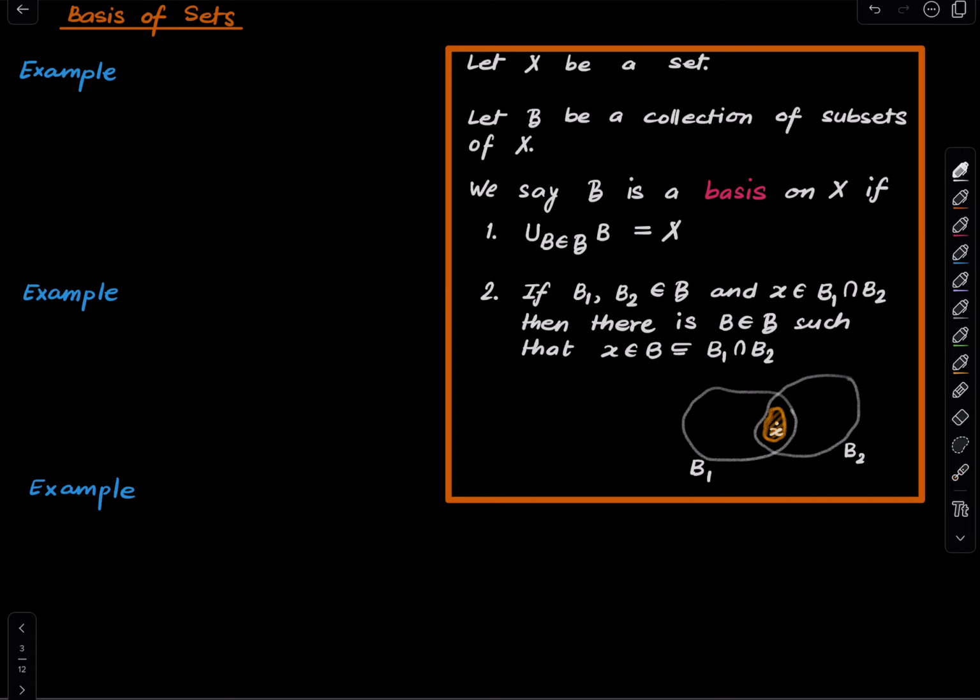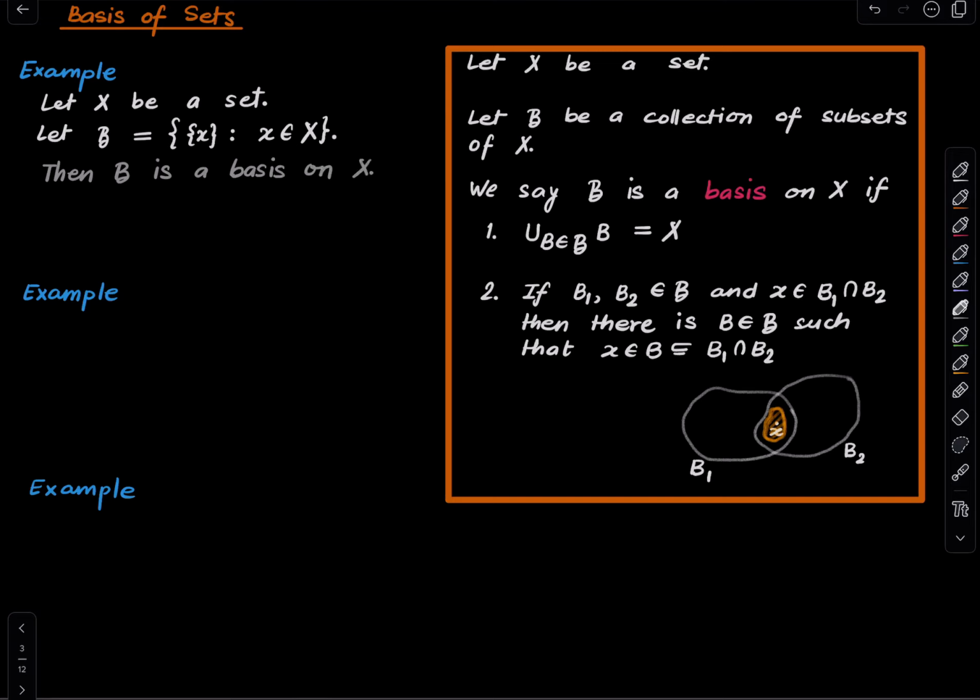So let's see some examples. Let X be any set, and let script B be equal to the collection of all the singletons. So then clearly this is a basis. Well, why is the first condition true? Of course, if you take the union of all the singletons, you recover the entire set.